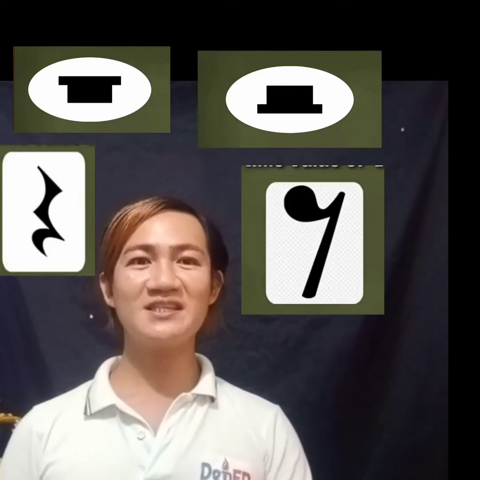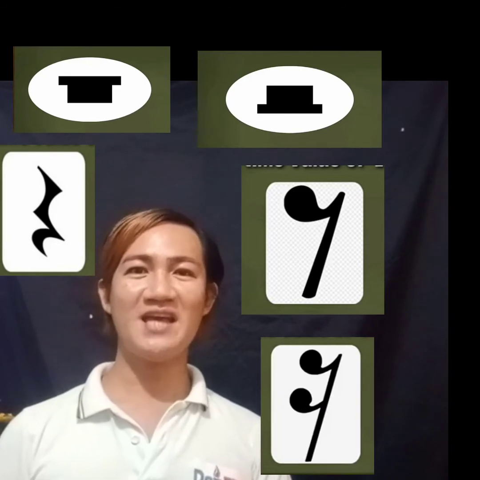Okay, there you have it. The different kinds of rests are whole rest, half rest, quarter rest, 8th rest, and 16th rest. There you have it, the different kinds of notes and rests.